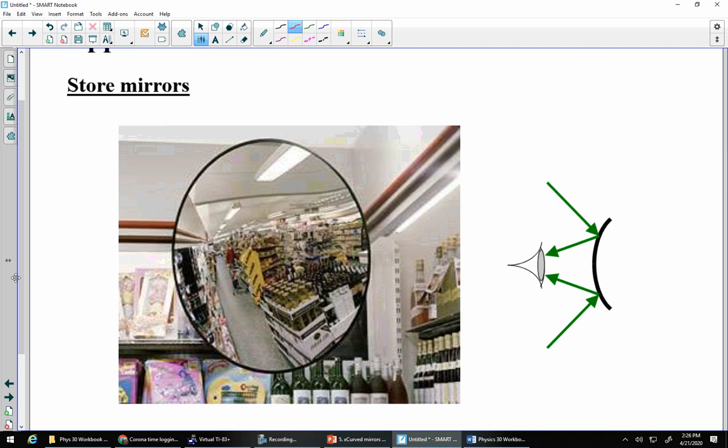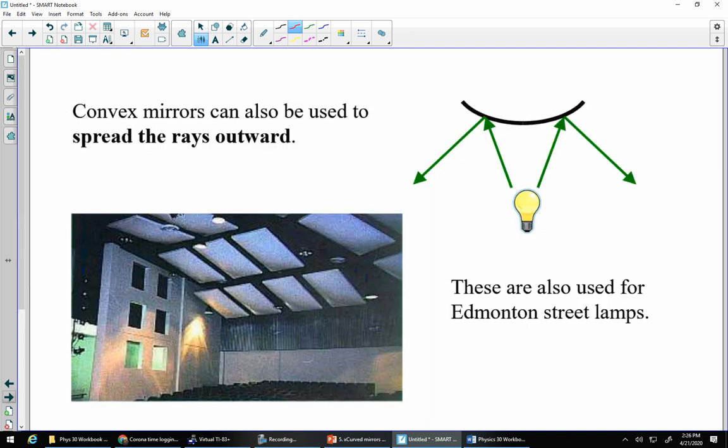So applications of these, this is like when you're in the 7-Eleven and you're trying to pick out, I don't know, some gummies or something like that. And there's that mirror in the back of the store. Well, that mirror is designed so that the light rays that are coming in will spread out, and the person who's trying to see what's going on inside of his or her store can see a larger image of what's going on inside of the store.